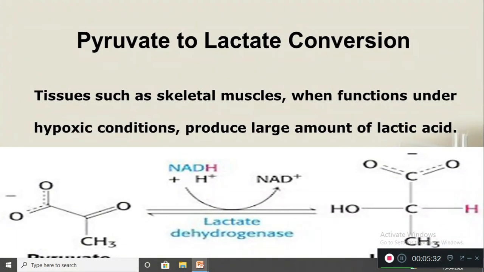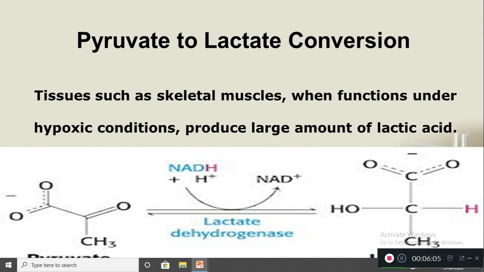That diagram is given here. This is pyruvate. Pyruvate undergoes a reduction process, and NADH plus H plus is converted into NAD plus, nicotinamide adenine dinucleotide. On the right hand side you have the lactic acid structure, and the pyruvate structure is on the left hand side.